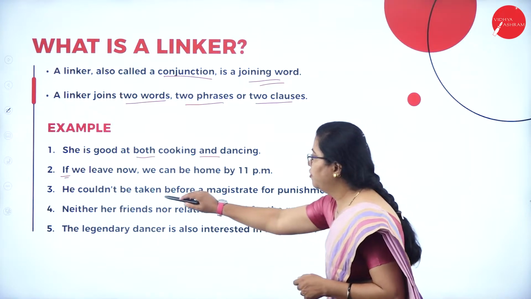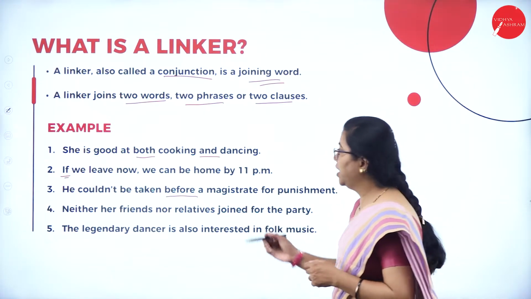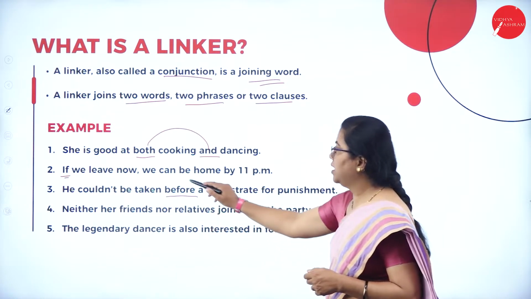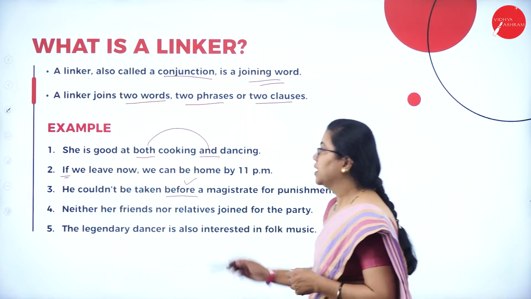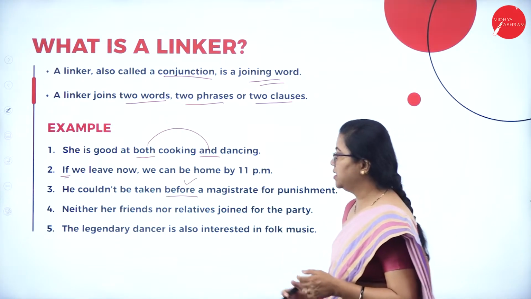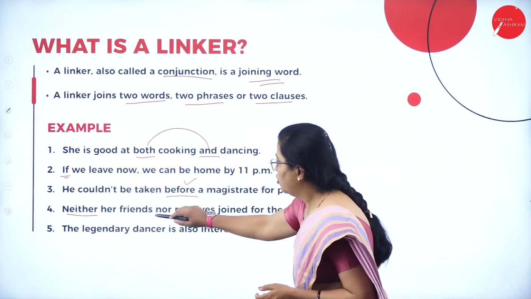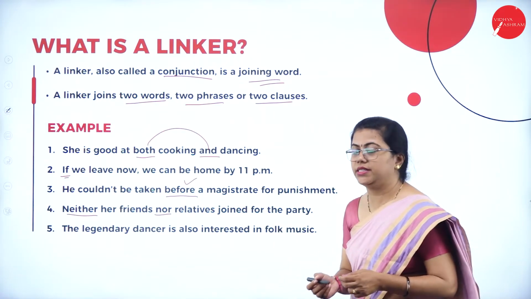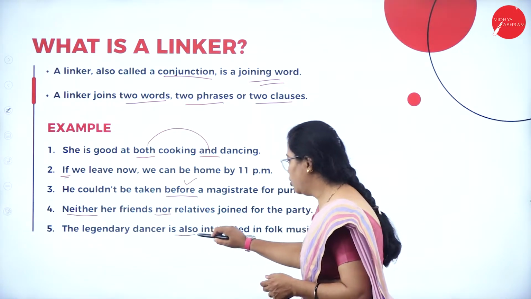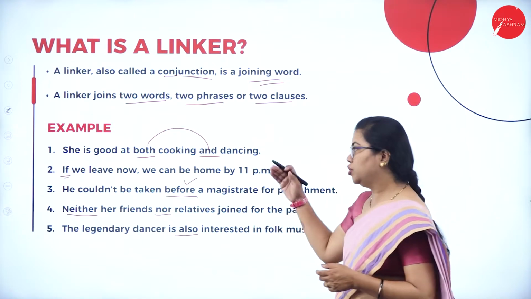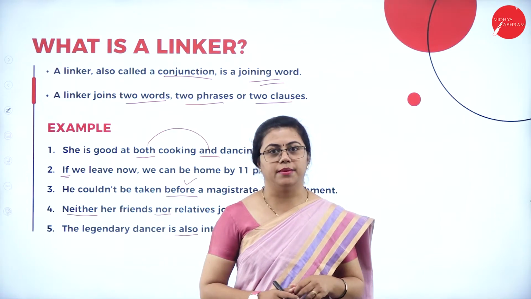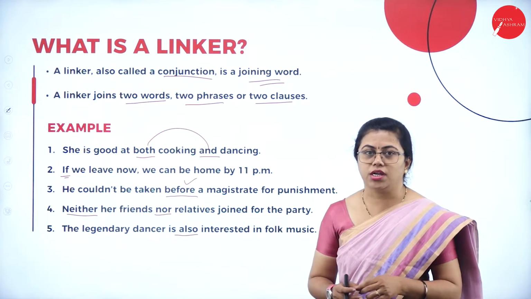He couldn't be taken before a magistrate for punishment. Here you can see the conjunction is broken. Here you can see only one conjunction in the beginning. Here you can see a conjunction in the middle of the sentence. Then it can be in the beginning and in the middle. That is, you can break the conjunction and use it in the beginning as well as in the middle. Like, neither her friends nor her relatives joined for the party. So neither, nor, it is a set of conjunctions. The legendary dancer is also interested in folk music. So these are a few example sentences which have linkers or conjunctions in them. So conjunctions, you have a basic idea what conjunctions are. Okay.